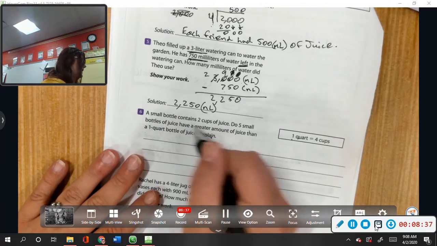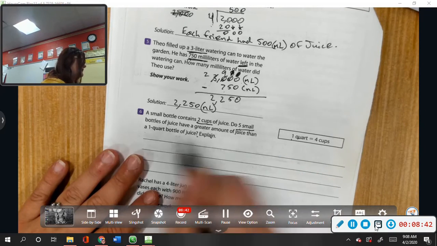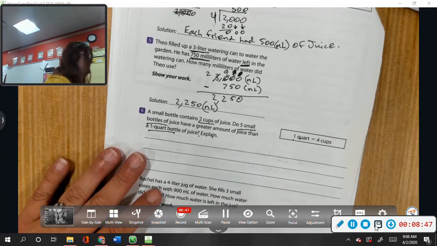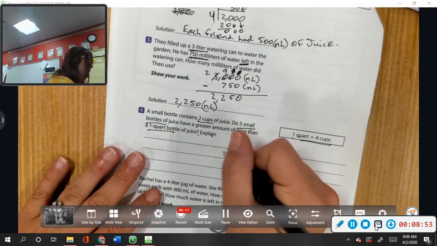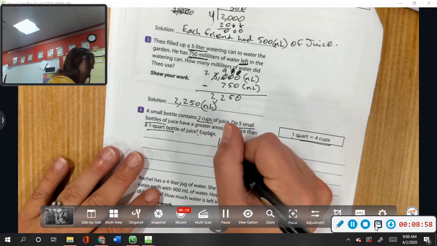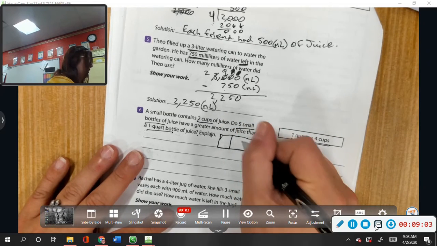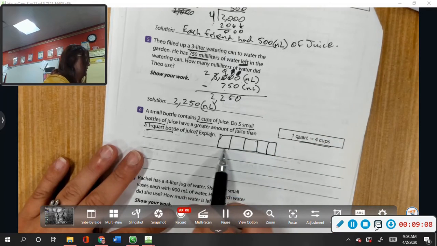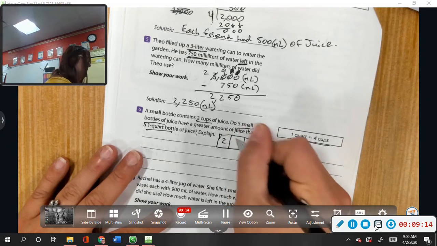Let's go through. We got a small bottle that contains 2 cups of juice. The question says, do 5 small bottles of juice have a greater amount than 1 quart? So we need to take 1 quart, and we know that 1 quart is equal to 4 cups. But we want to know about 5 small bottles. So let's make our bar model. 1, 2, 3, 4, and 5. And we're going to say that these are our groups. Each of these groups has 2 cups in it.